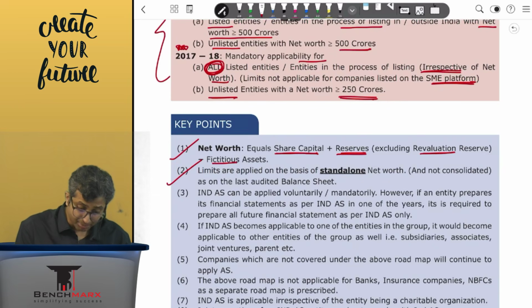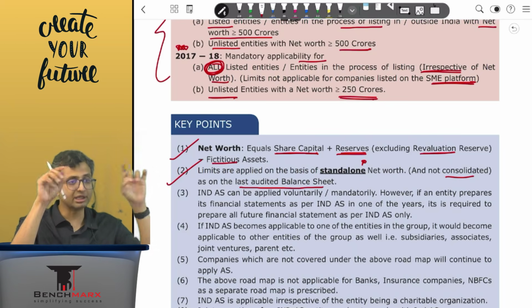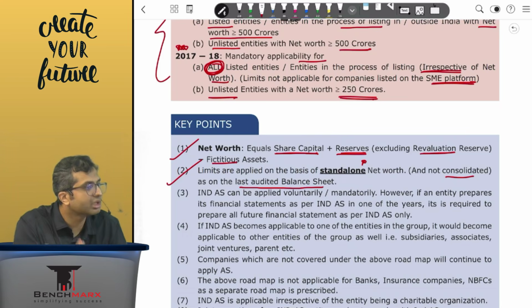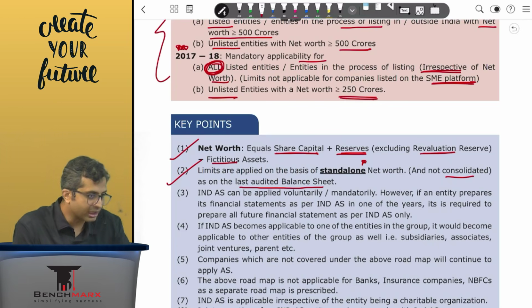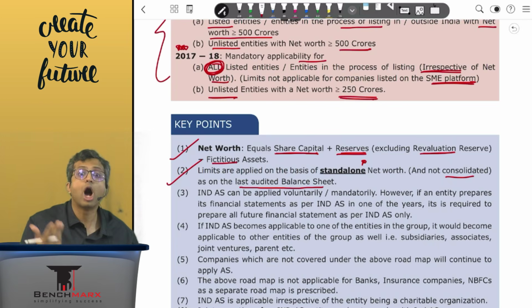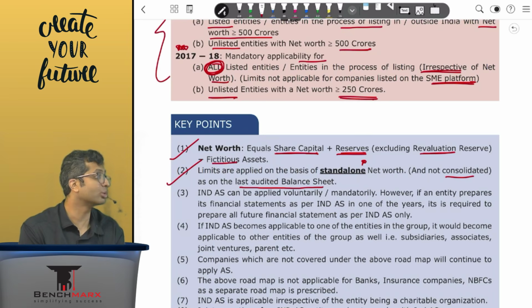Limits are applicable on standalone net worth and not consolidated, based on the last audited balance sheet. Why standalone? Because if I have to start legal proceedings, I can't start legal proceedings against a consolidated entity. It is just a total of entities. You can catch one of them through their PAN number, through their UCIN number, which are given on a standalone basis, and hence limits are always applicable standalone. Are we clear with this?